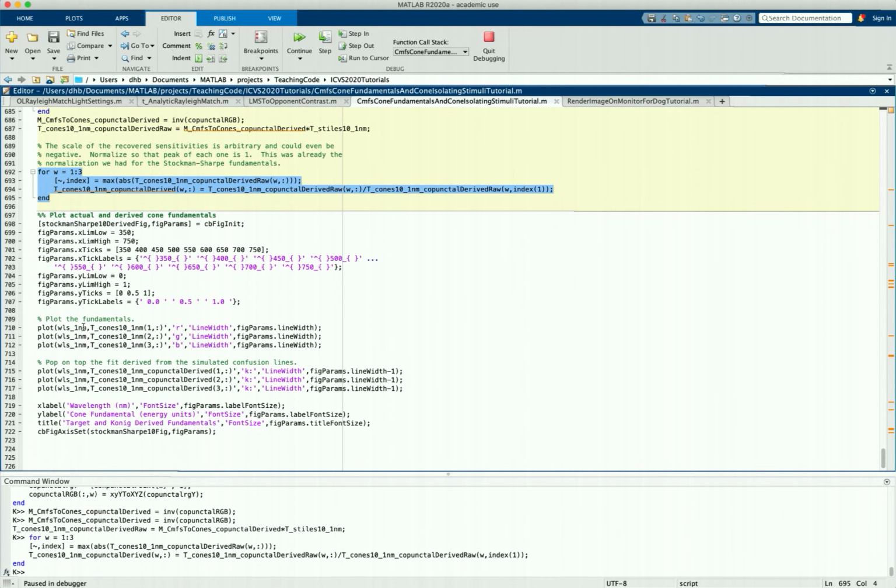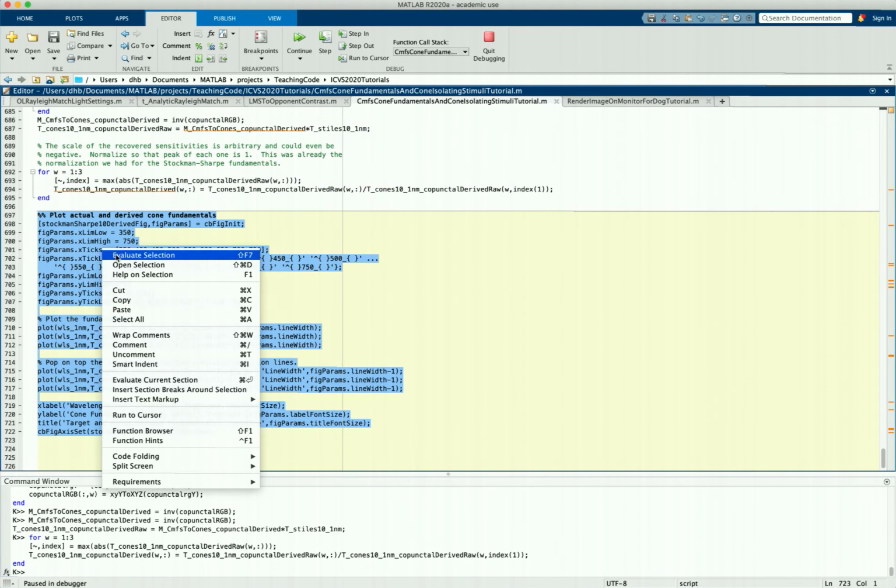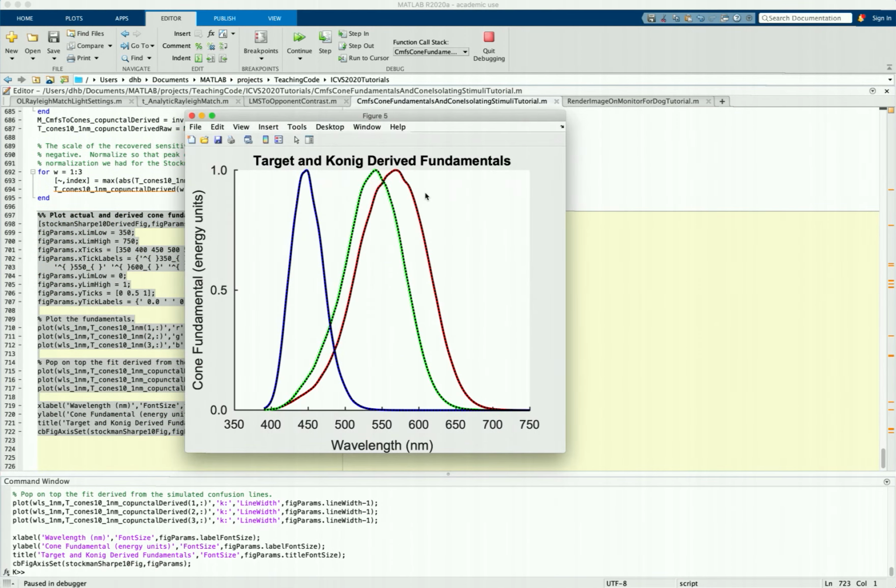And so now we can do a figure where we'll plot the actual Stockman-Sharp cone fundamentals that we used up above when we introduced the whole ideas, and then we'll plot our derived cone fundamentals that were derived from the color matching functions from the copunctal points, normalized the same. And so here they are. The red, green, and blue are the actual tabulated Stockman-Sharp fundamentals, and the dotted lines are the ones we've just derived by applying a linear transformation, which we figured out from the confusion lines, to the color matching functions. And you can see that they agree perfectly in this case because there was no noise in anything.